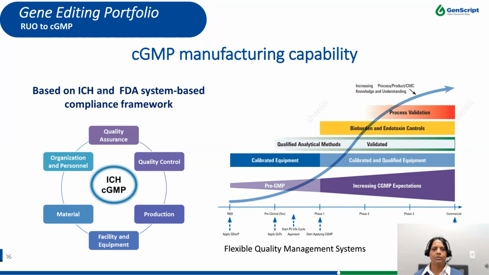To support our clients, our GMP quality management system is designed to comply with ICH and FDA regulations. This system includes 6 subsystems: quality assurance, quality control, production, facility and equipment, material and personnel. We implement the appropriate quality management system with some flexibility allowed during the early phases. However, when it comes to IND filing and critical phases, we require more validation work and increased process control. For example, both the analytical method and the manufacturing process must be validated before commercialization.